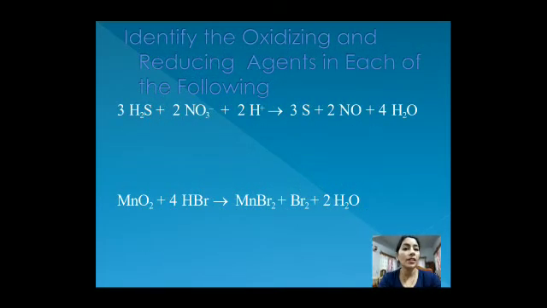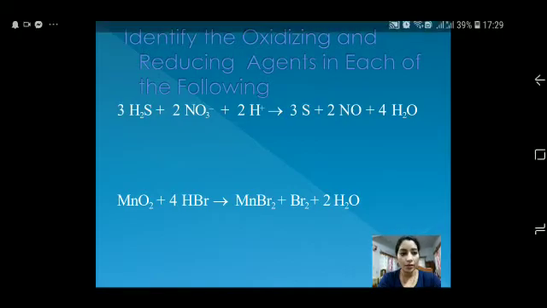Now is the question. Identify the oxidizing and reducing agent in each of the following reactions. We have taken two examples, and in these reactions we have to find out which is the oxidizing and which is the reducing agent. In the first reaction, hydrogen sulfide gas reacts with nitrate ion in the presence of acid, giving sulfide and NO plus water. In the second case, MnO2, manganese dioxide, reacts with hydrobromic acid, giving manganese bromide, and bromine gas is released with water.